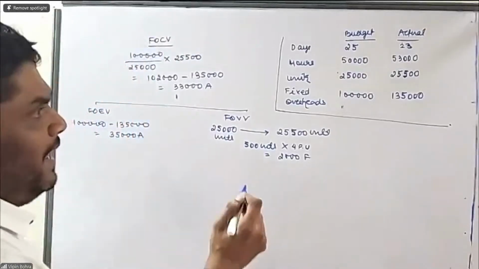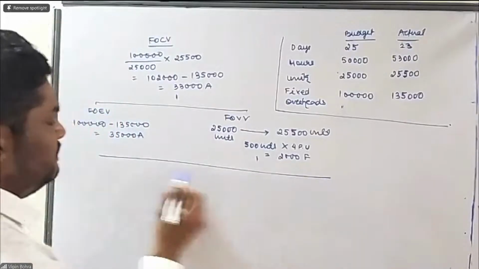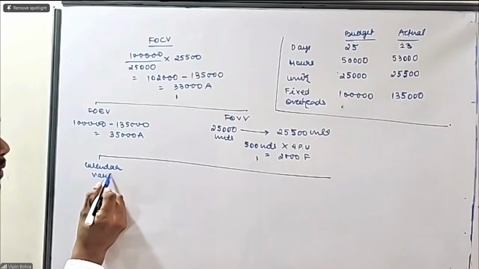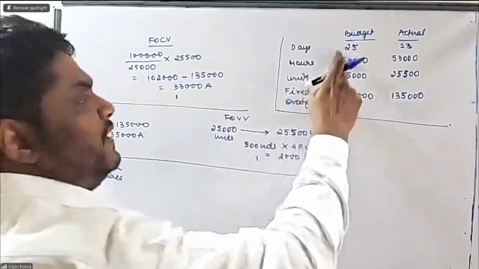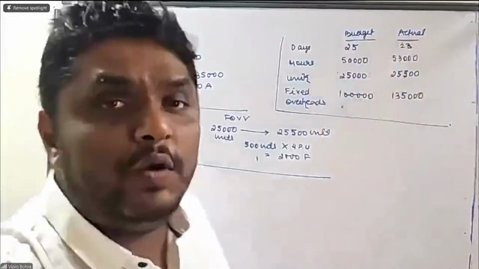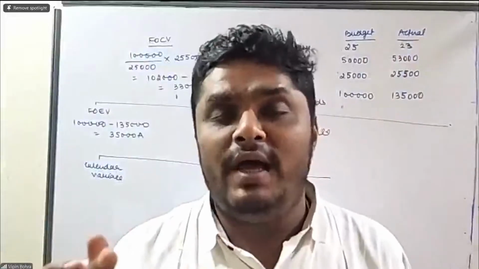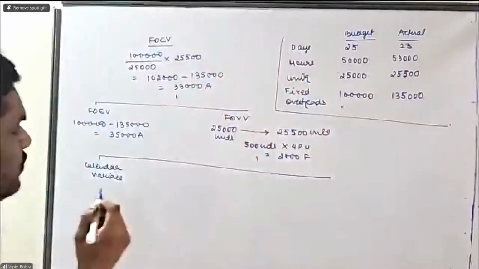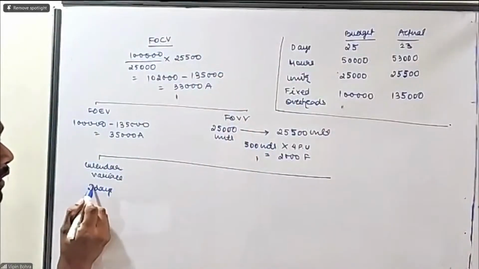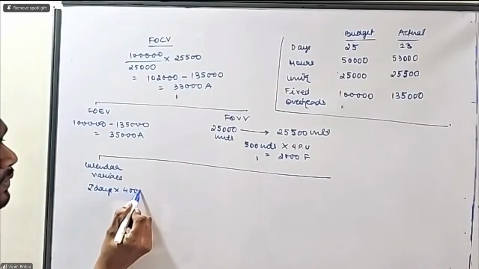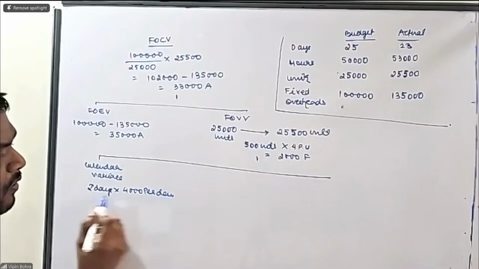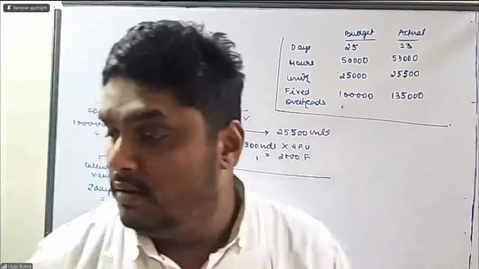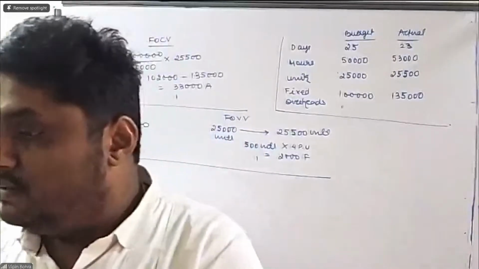See guys, now calendar variance. We were supposed to work for 25 days, but we worked only 23 days, 2 days less than we expected. So these 2 days are adverse, into the rate per day, which is 4,000 per day. So this will be 8,000 adverse, not favorable, Mr. Parvez. Calendar variance is adverse.